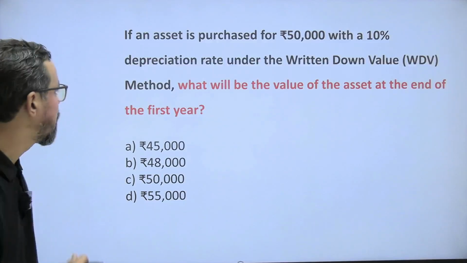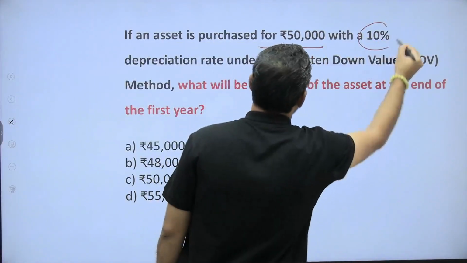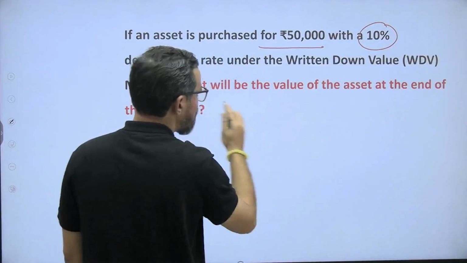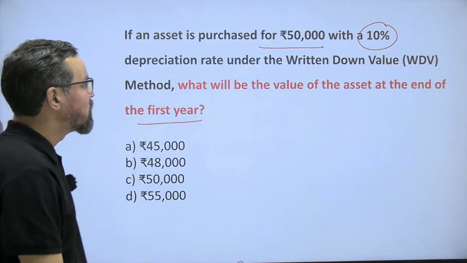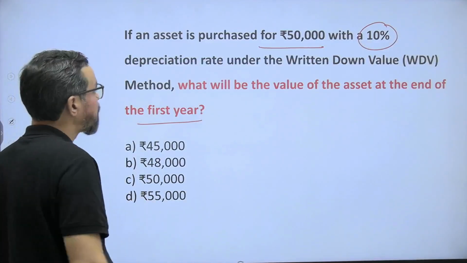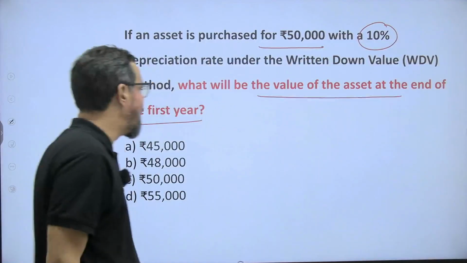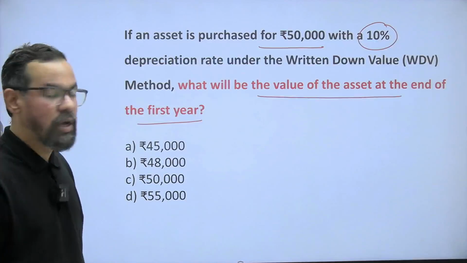Understood? Next one. If an asset is purchased for 50,000 and the depreciation rate is 10% under the written down value method, what will be the value of the asset at the end of first year? It's a very simple question, right?